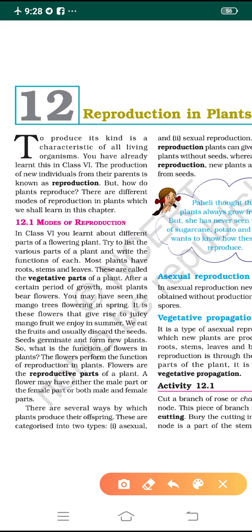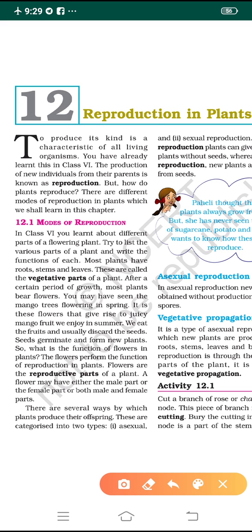After a certain period of growth, when you put a seed, it becomes a seedling. When the plant grows for a certain period of time and reaches some growth, most plants bear flowers, meaning the flowers start growing. You might have seen the mango trees flowering in spring. During the spring season the mango plants start flowering. These flowers give rise to the juicy mango fruit we enjoy in summer.